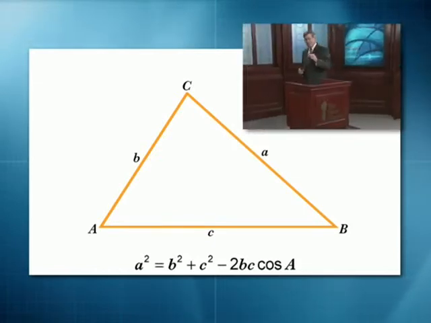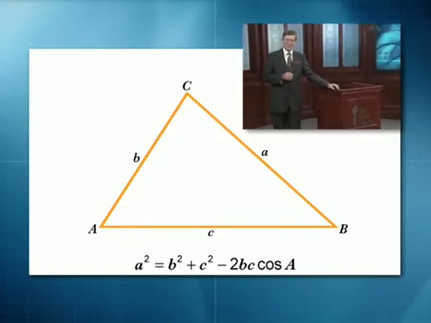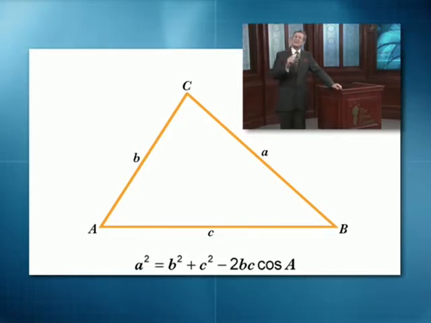Okay. Now look at this theorem for a moment. Look at this formula. Do you recognize any of these creatures in this formula? Or let me say it a different way. What if the angle at A were a right angle? What if you had a right triangle here? What is this theorem saying?